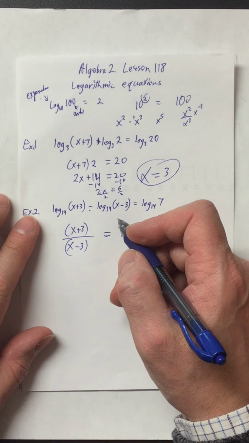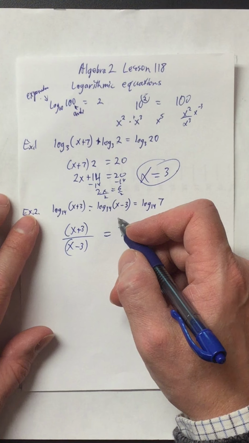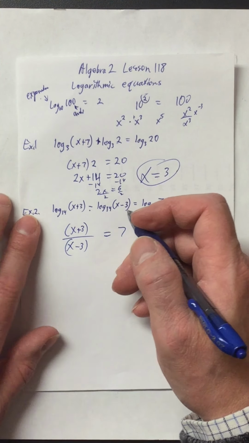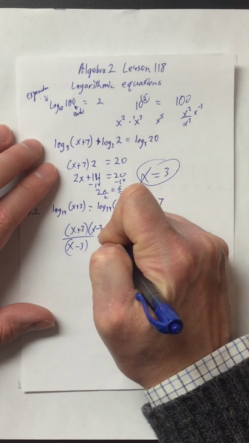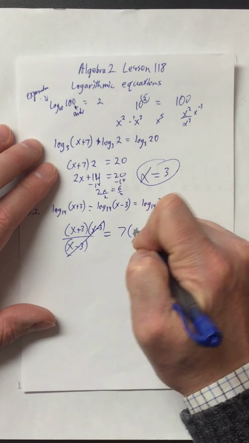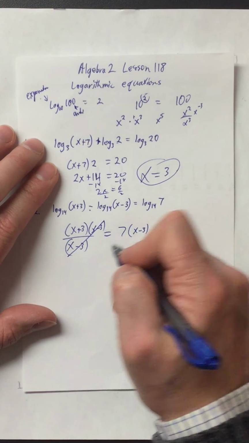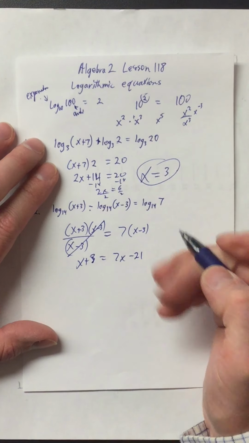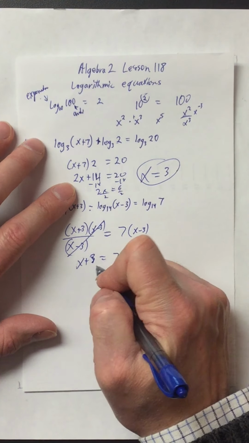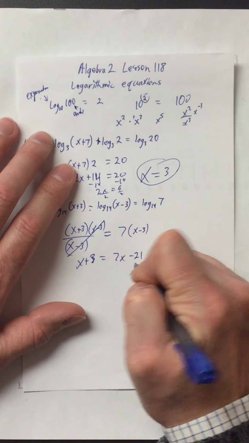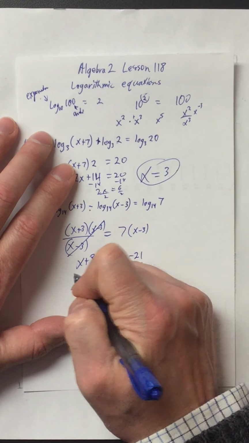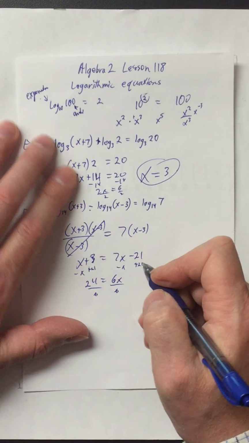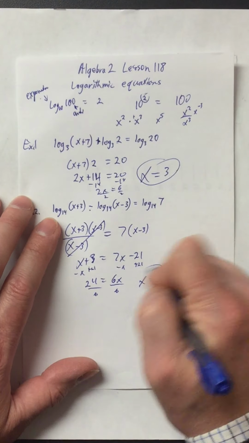And so as we do that, we're going to multiply both sides by x minus 3 to cancel it here. So it looks like that. And then x plus 3 is equal to 7x minus 21. To further simplify this, add 21 to both sides, and then subtract an x from both sides. So it looks like we get 24 is equal to 6x, divide by 6, divide by 6. And it looks like our x is equal to 4.